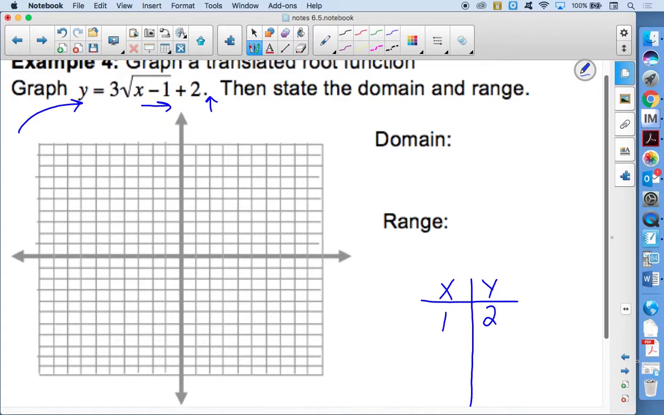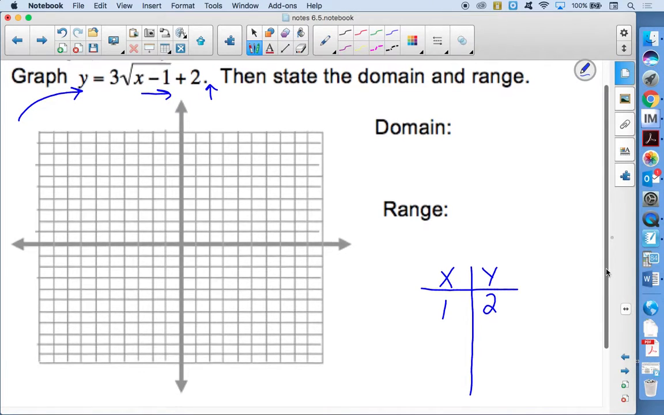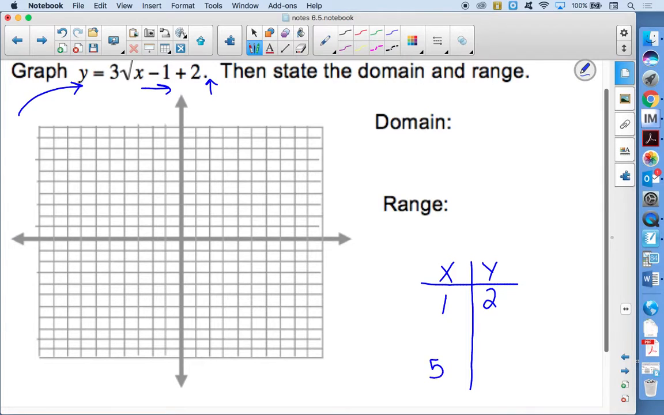Now here's the part that's a little different. We're not just going to pick 2, 3, 4 other random numbers. We need to pick numbers that work for the square root. So underneath the square root it says x minus 1. So the next number I choose needs to be something minus 1 that creates a perfect square. So what number could you plug in so that you're taking the square root of a perfect square? Isabella? 5. So why 5? Because 4 is a perfect square. Right.